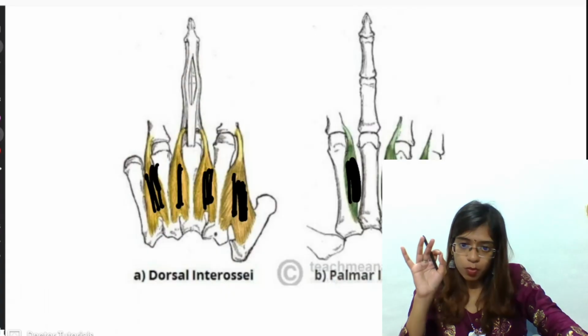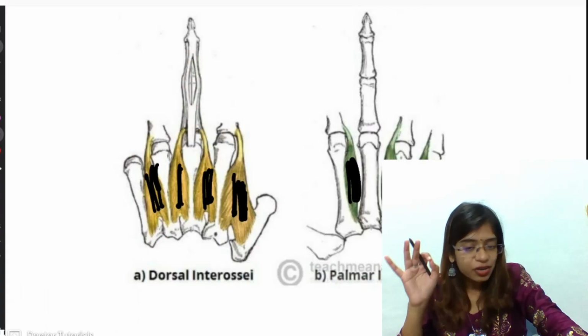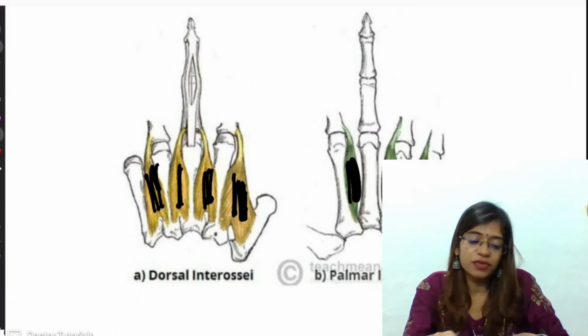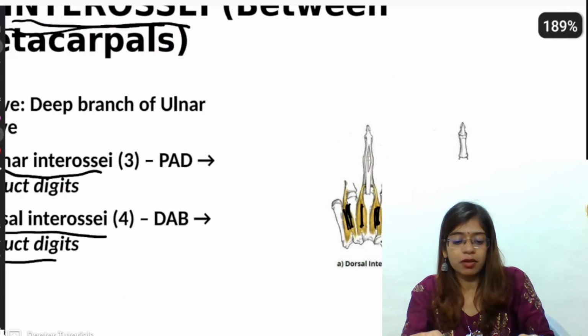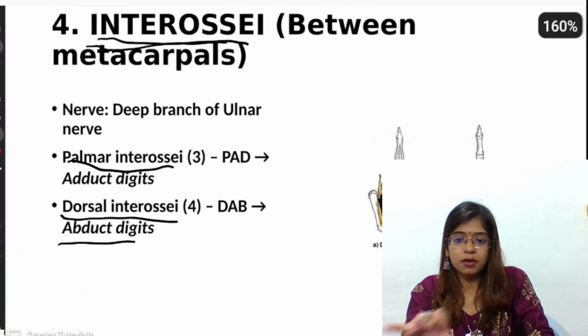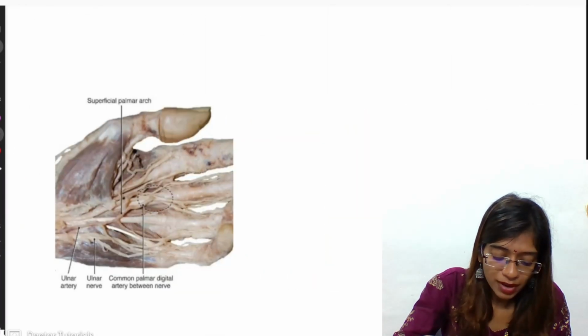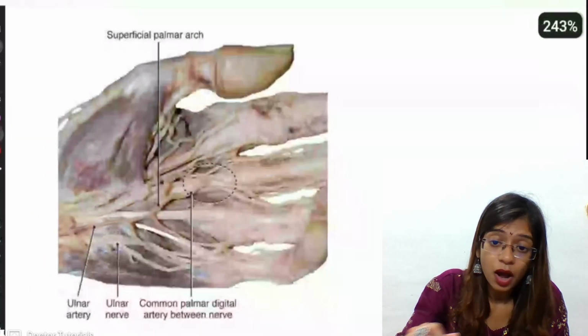Now remember, both palmar interosseous and dorsal interosseous are supplied by which nerve? They are supplied by the ulnar nerve. So these are the groups of muscles you should be remembering. You should be writing them when a question comes on the palm.